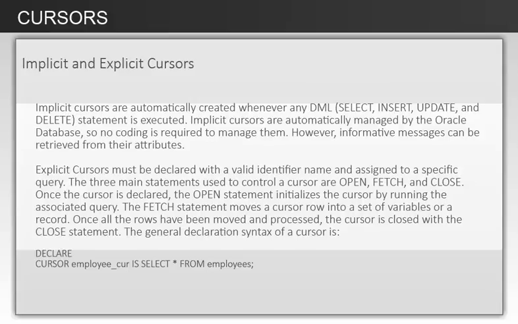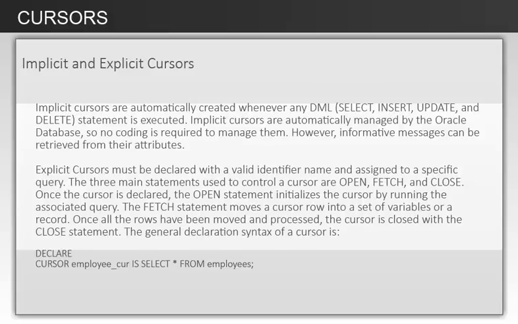Implicit and explicit cursors. Implicit cursors. Implicit cursors are automatically created whenever any DML statement is executed. Implicit cursors are automatically managed by the Oracle database, so no coding is required to manage them. However, informative messages can be retrieved from their attributes.